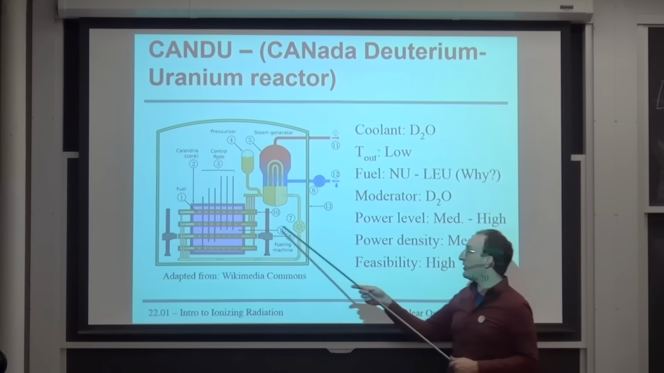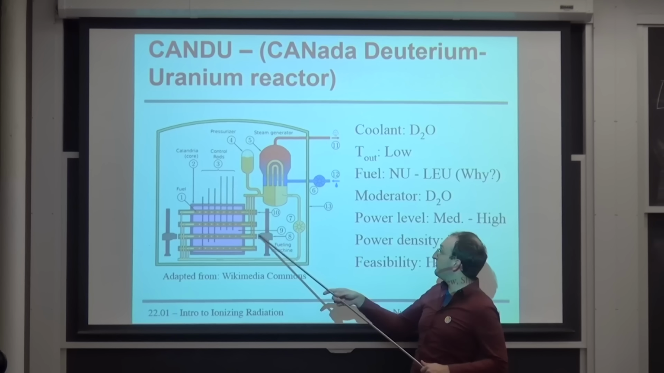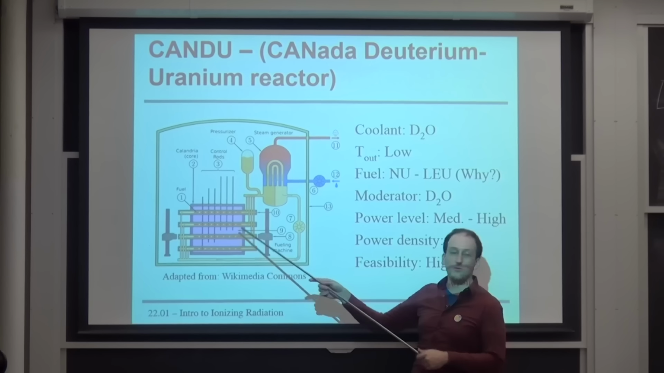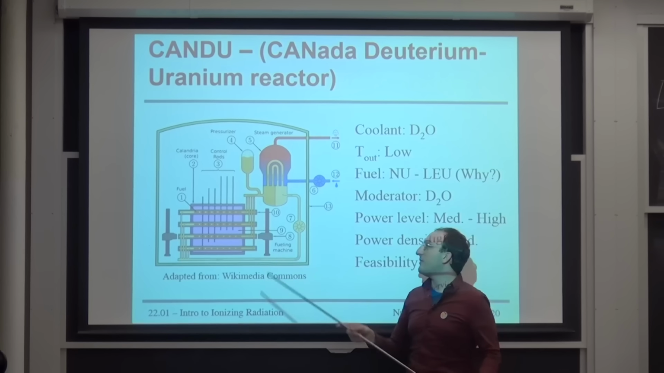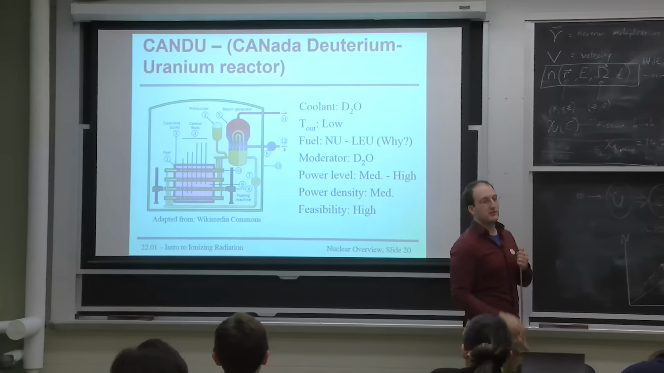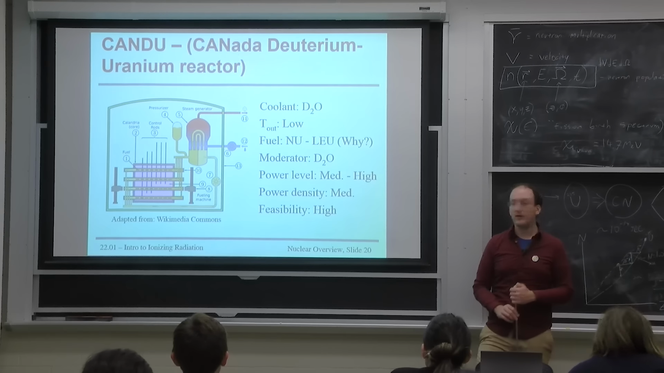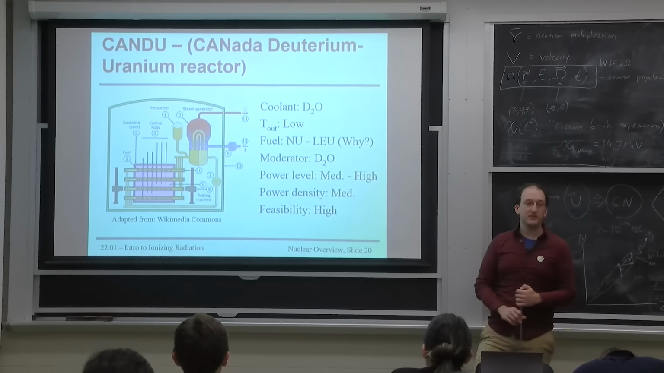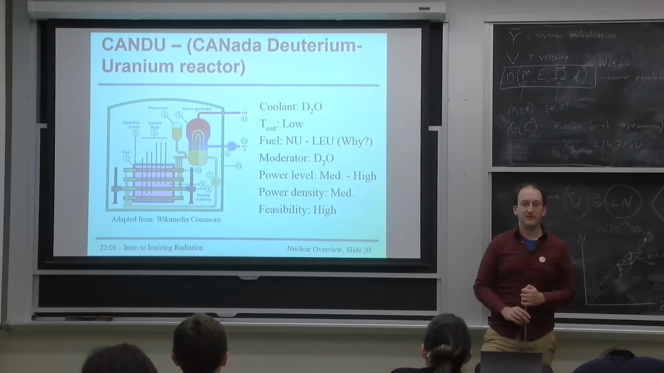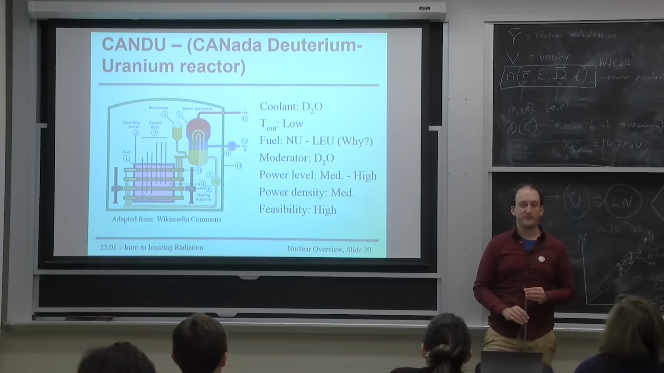You also don't need to pressurize your moderator. So you can flow some other coolant through these pressure tubes and just have a big tank of close to room temperature unpressurized D2O as your moderator. Problem with that is D2O is expensive. Anyone priced out deuterium oxide before?